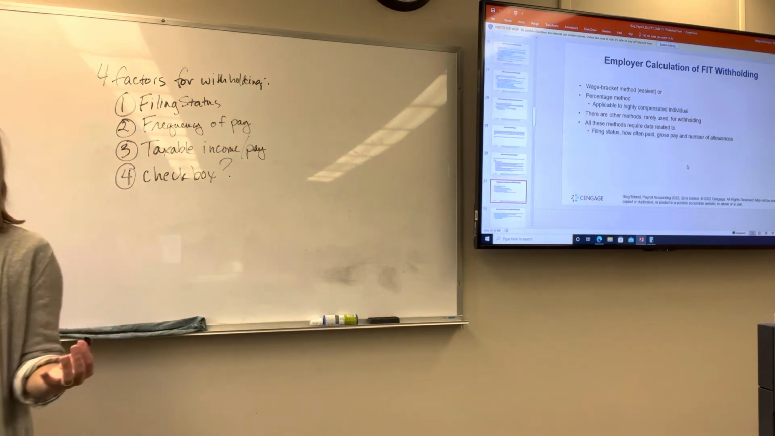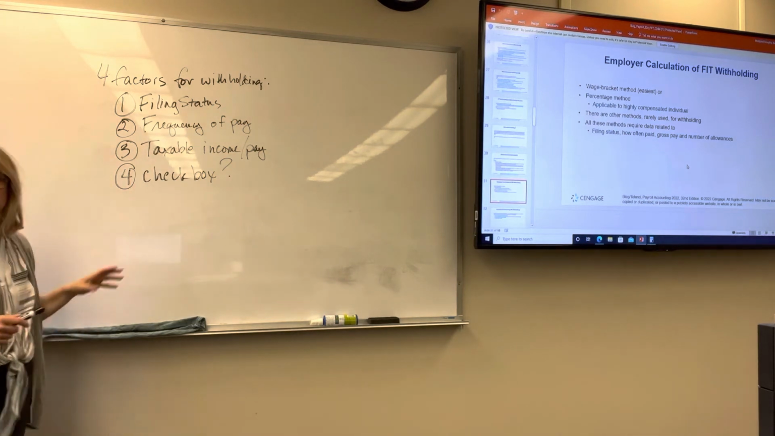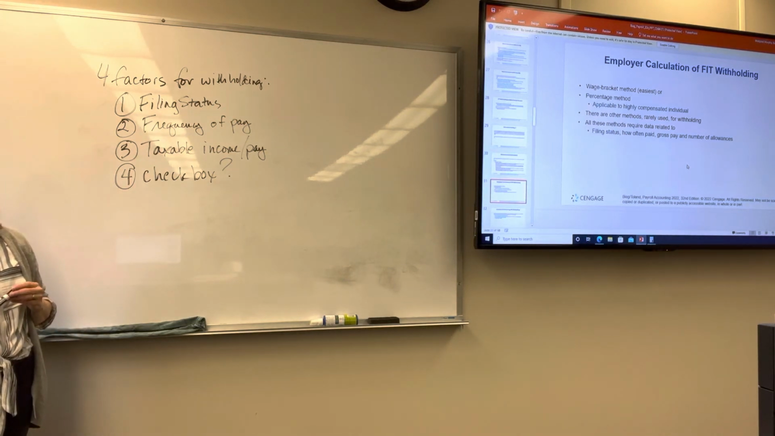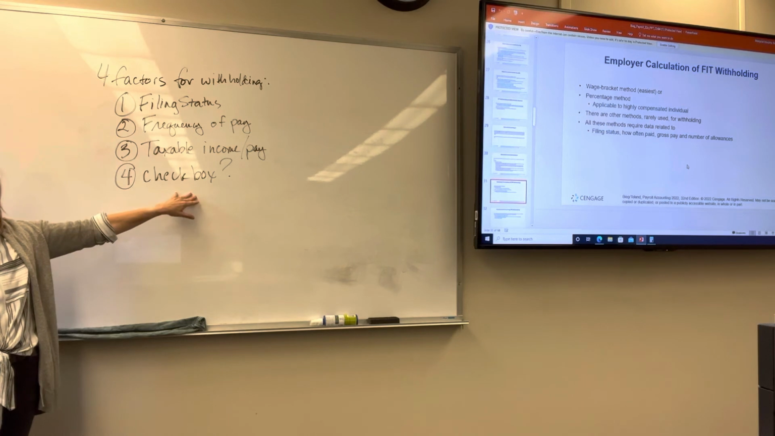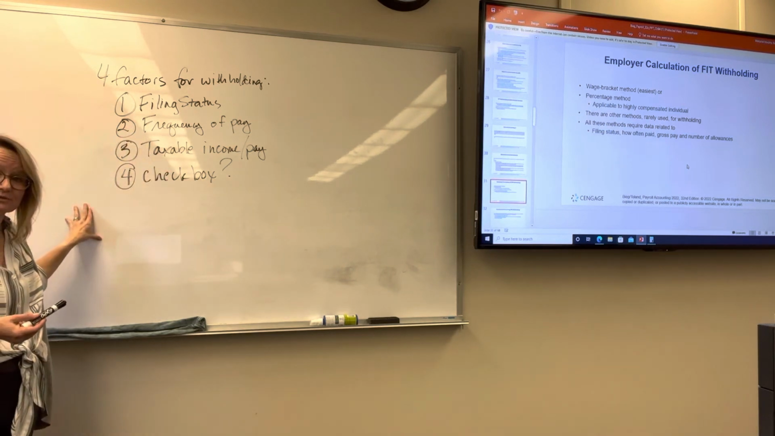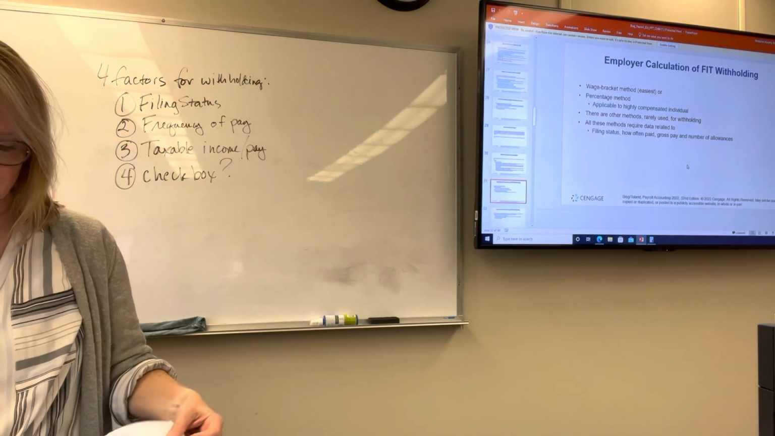And then you have to know whether or not that checkbox was checked. Those are the 4 factors that you need to know. There are 2 different ways to calculate the amount of withholding. For both of those ways, you need to know these factors. You'll see when we start talking about the old method, there are still 4 factors, but they're a little bit different factors. And on Thursday, we're going to start looking at how that calculation is done.